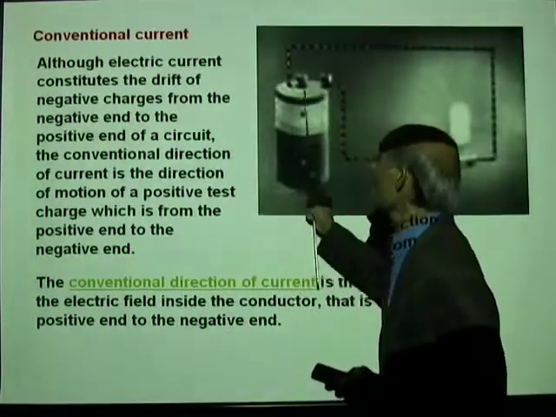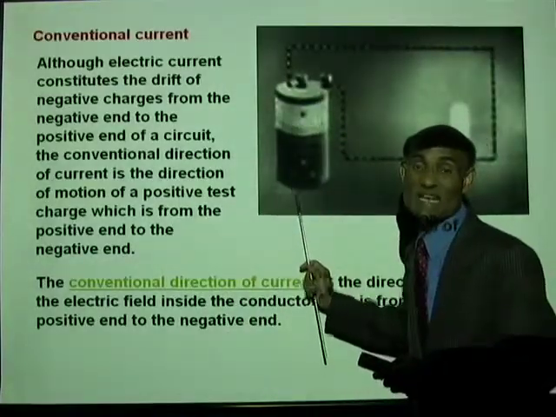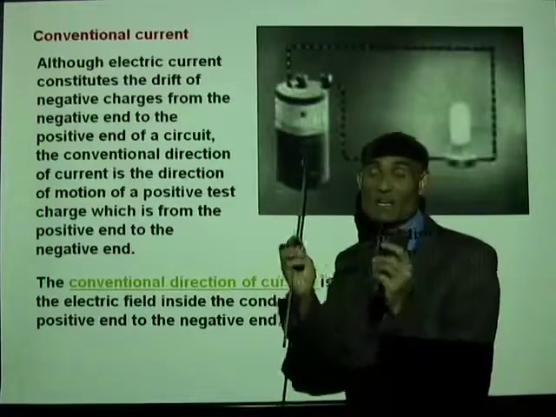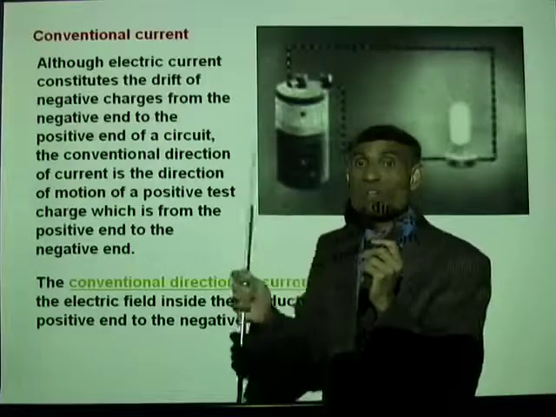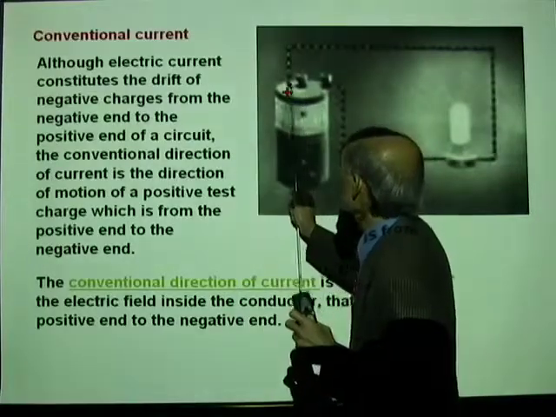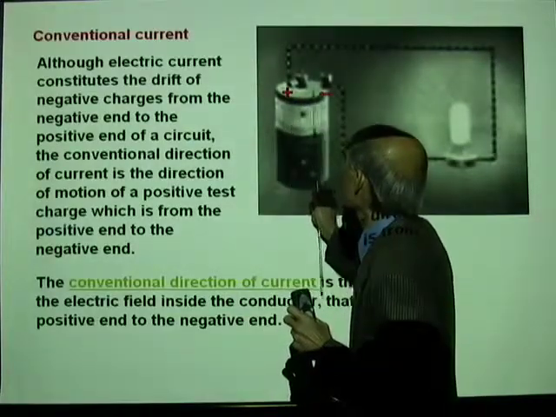Now here I have a cell. Well, you know what a cell is now. A cell is a device in which a chemical reaction will set up a potential difference between two electrodes.